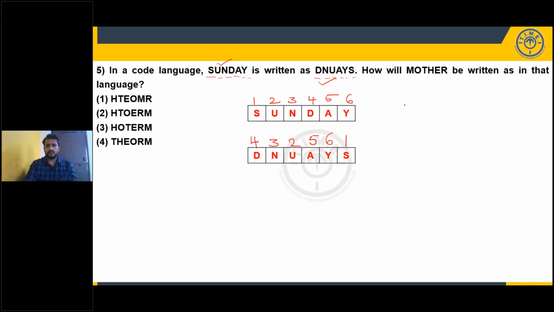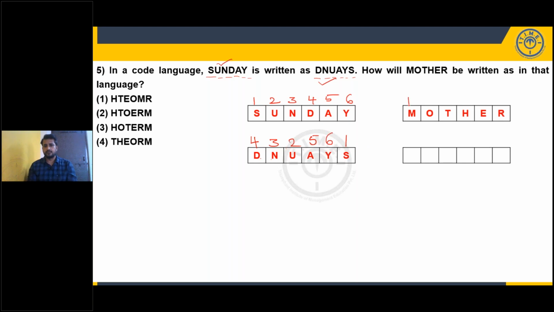Now apply the same logic to the given word mother. Give the numbering 1, 2, 3, 4, 5, 6, which become 4, 3, 2, 5, 6, 1. 4H. Fourth option is ruled out. Next 3T. Third option is ruled out. This is how we answer questions in the exam. 2O. HTO. First option is ruled out. My answer is the second option.